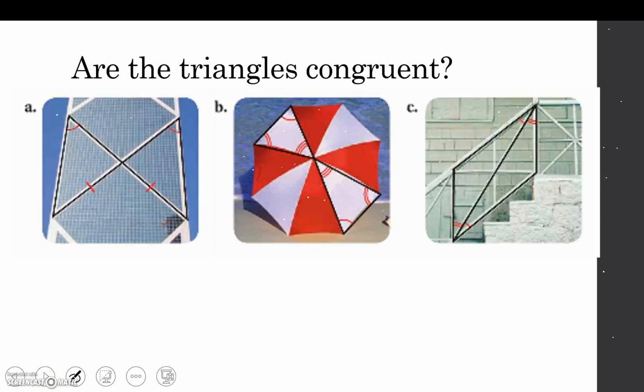So let's take a look and determine whether or not these triangles are going to be congruent to each other. We have to determine, we have five things now. We have side, side, side; side, angle, side; hypotenuse, leg; and then the two we just learned now, angle, angle, side, and angle, side, angle.